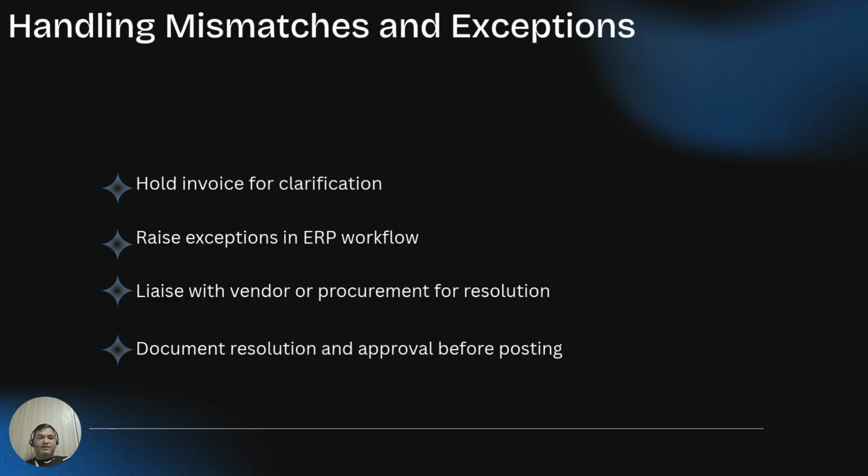There are systems where the exceptions can be raised and it follows a workflow, either approval or a clarification process that needs to be sought. Talk with the vendor or the procurement team for resolution. There are some cases where there are mismatches, there are offline alignments, and you have to talk to your vendor or the purchasing team to understand how to resolve.